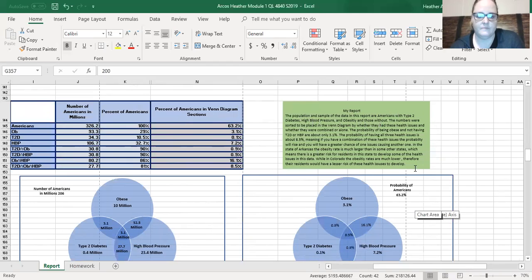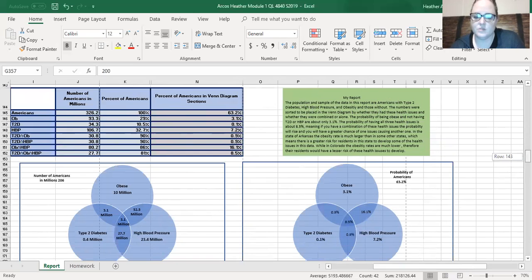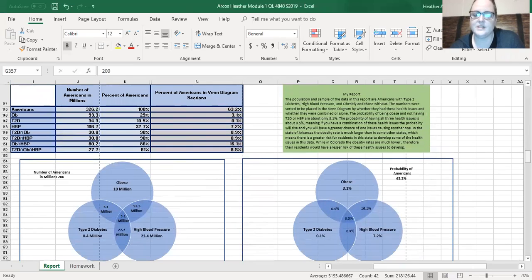What did it say? The numbers were sorted to be placed in the Venn diagram by whether they had the health issues and whether they were combined or alone.